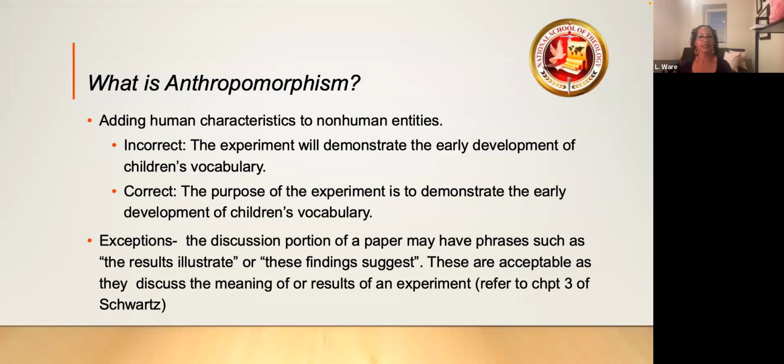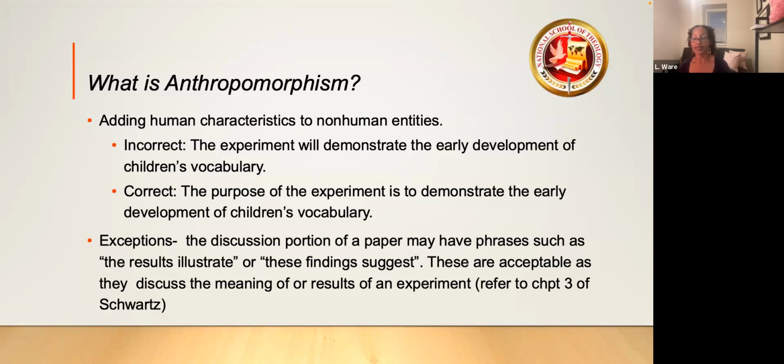So this first sentence is the incorrect way of writing it. The experiment will demonstrate. Well, an experiment can't demonstrate, right? So it says the experiment will demonstrate the early development of children's vocabulary. Okay, so that's incorrect because you're giving a human quality to an experiment. An experiment cannot demonstrate anything, right?